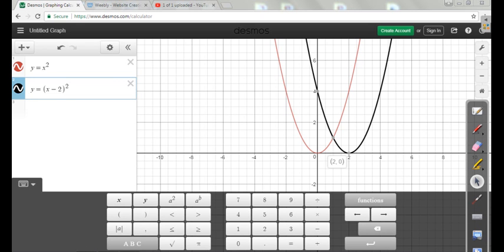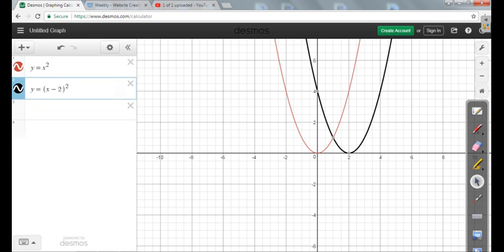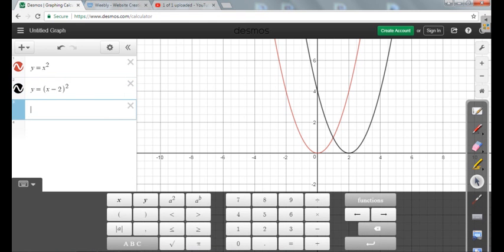That's right. Before we move on, what is the vertex? 2, 0. Why? Because the x goes first. So, y equals x minus 4 squared. Where do you think the vertex is going to be? 4, 0. That's right. So the vertex is at 4, 0, and it moved 4 units to the right compared to the first one.